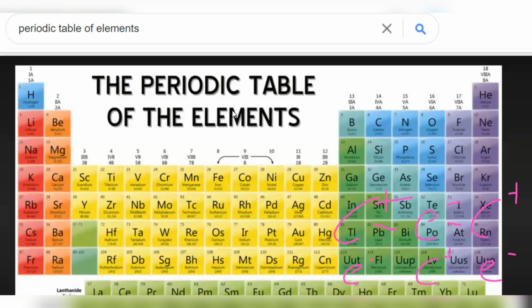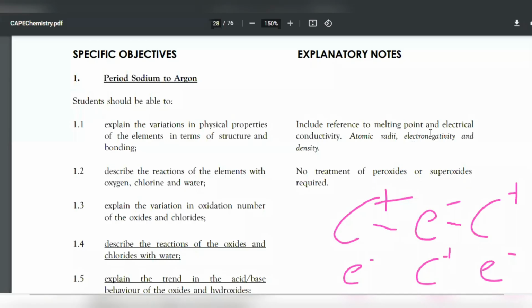As you go across the period from sodium to chlorine, the atomic radius decreases. And you're going to have to explain why. The reason for that is, as you go across, the electronegativity of the elements increases. And this is where electronegativity comes in. What is electronegativity? Electronegativity is the ability of an atom to pull electrons towards itself.